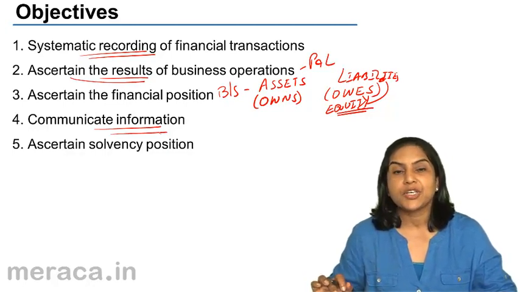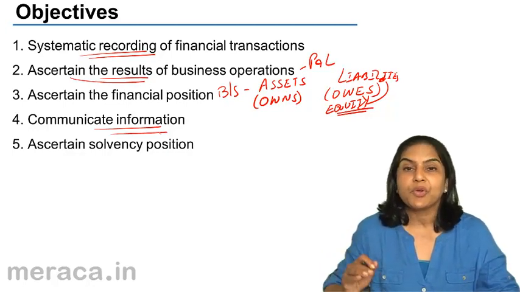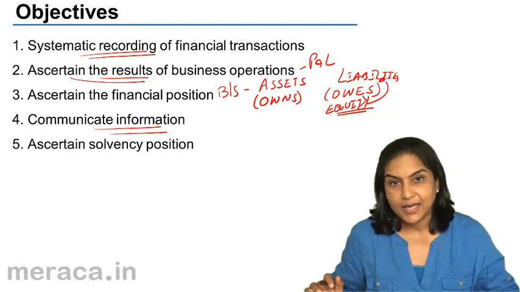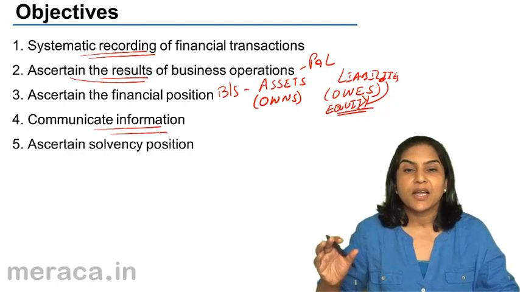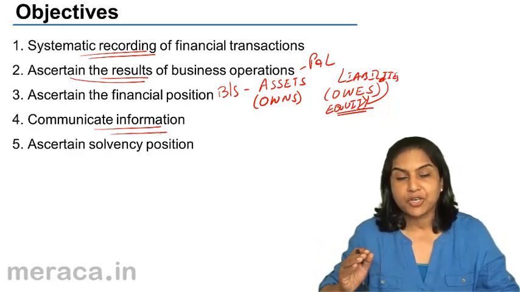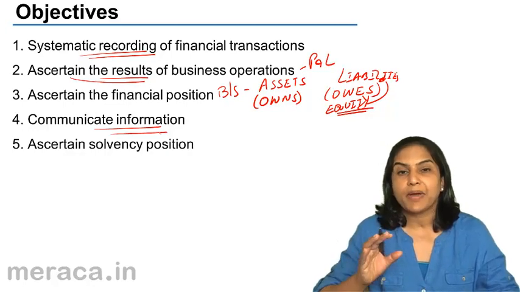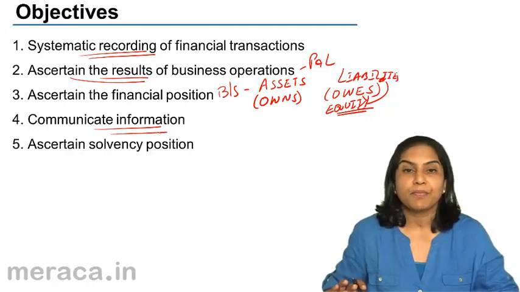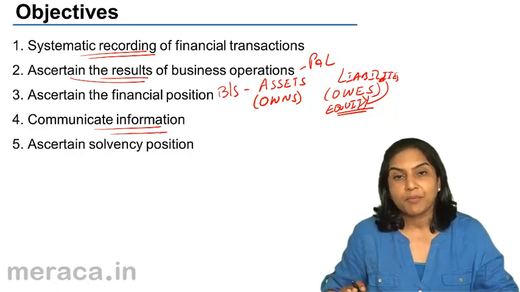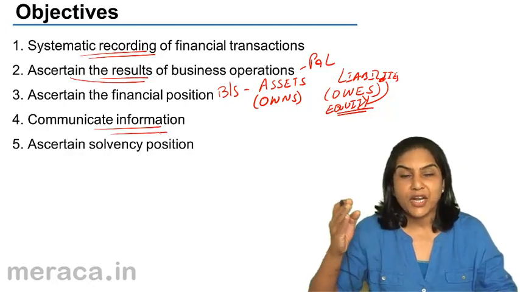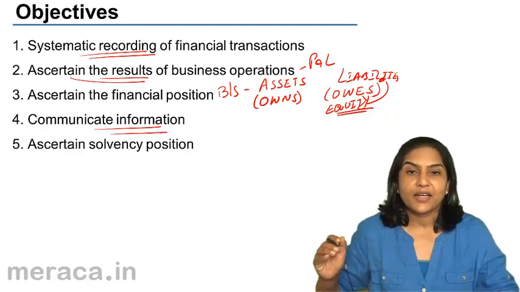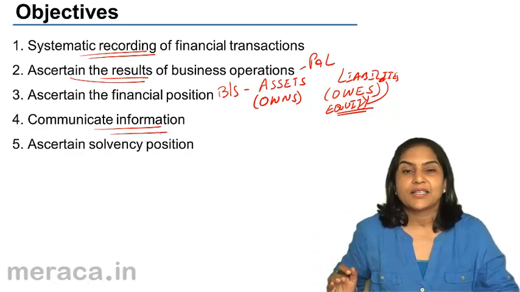So information needs to be communicated. Communication may be internal or may be external. Internally, the information may be communicated to the management, managers, employees, etc. Those could be internal reports, and externally it needs to be communicated to potential investors, to banks and other lenders, to regulators, to the government, etc.